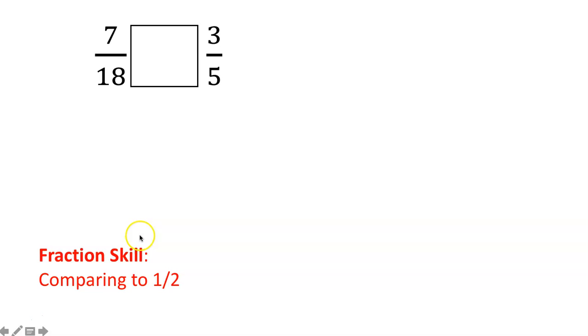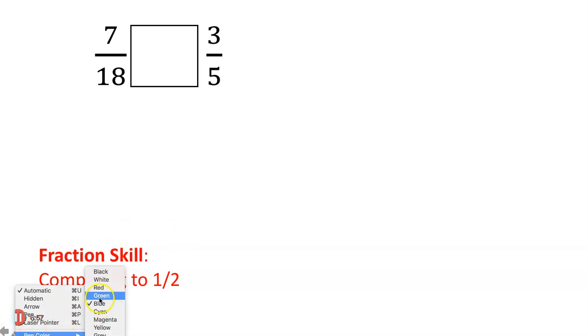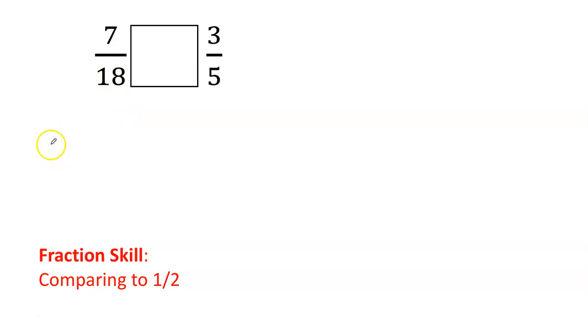All right, now the last fraction skill we're going to be working on is comparing fractions to 1/2. All right, so we have 7/18 over here. Now, I want you to think about, in terms of 18ths, what would the numerator have to be so that this fraction is equal to 1/2? Well, think about it. We have to multiply 2 times 9 to get to 18. So we're going to multiply 1 by 9 to get the numerator.